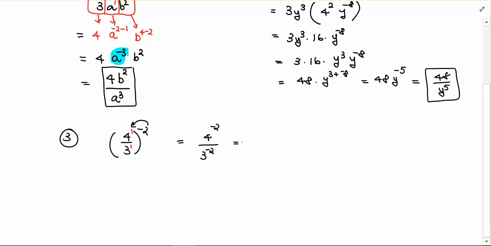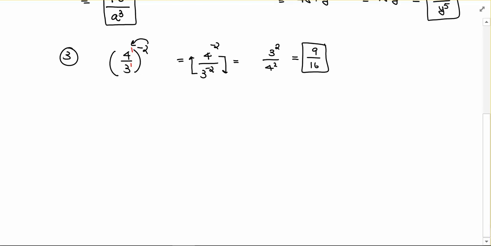And now I can deal with either the exponent or the negative. Let's deal with the negative. So I'm going to move this 4 into the denominator and this 3 into the numerator. So that's going to give me 3 to the second over 4 to the second. And of course we can take this a step further, because I know 3 squared is 9 and 4 squared is 16. 9/16.